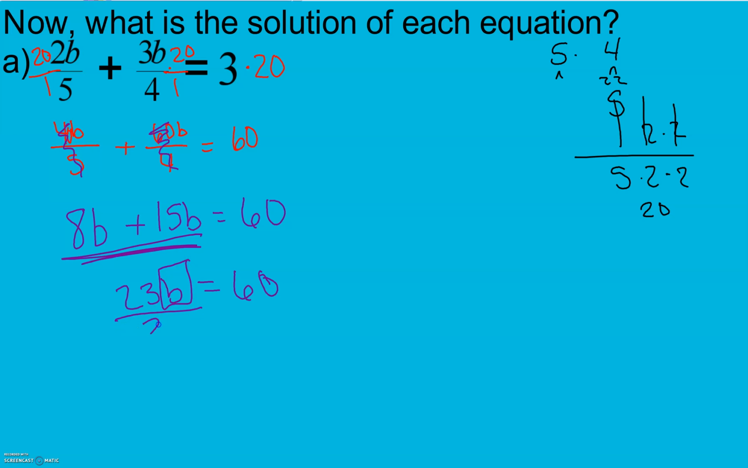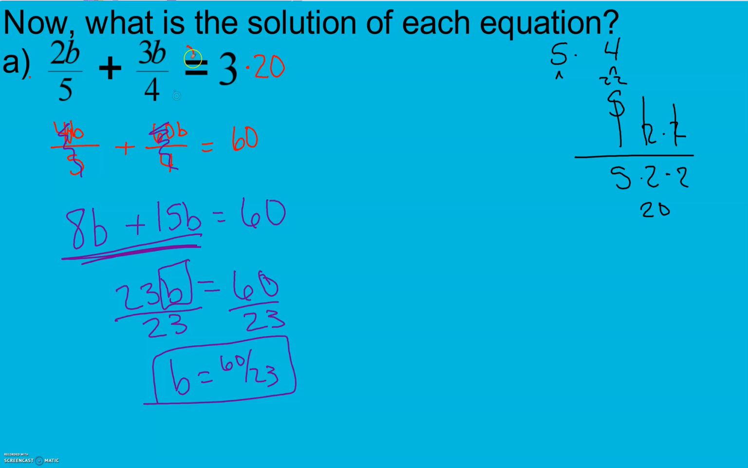Left side is as simple as we can get it, and so is our right. Right now I have multiplication. I'm going to divide to get rid of it. And b is just going to be 60 over 23. And again, if you're not comfortable with that least common multiple, we also could have cleared these one by one.